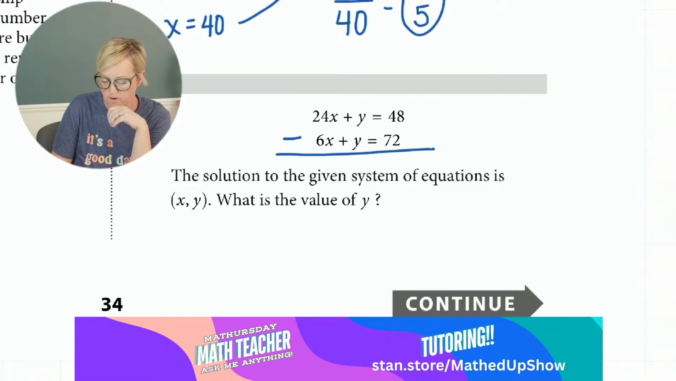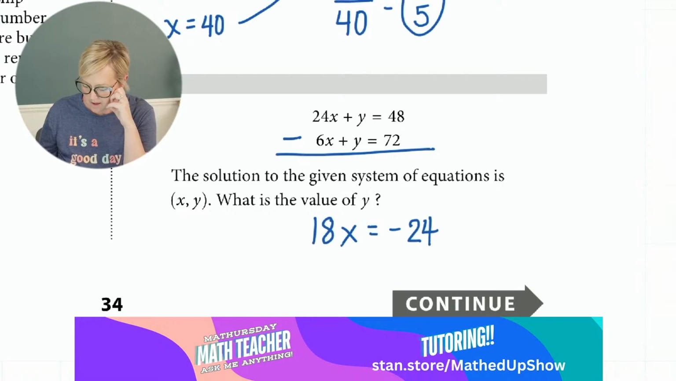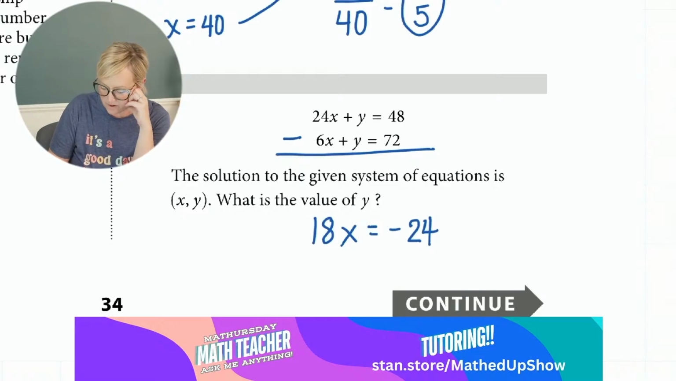So 24x minus 6x is 18x. y minus y is 0y. And then 48 minus 72 is negative, what, 24? Yeah. Okay, so we've got 18x equals negative 24. So I'm going to divide both sides by 18.